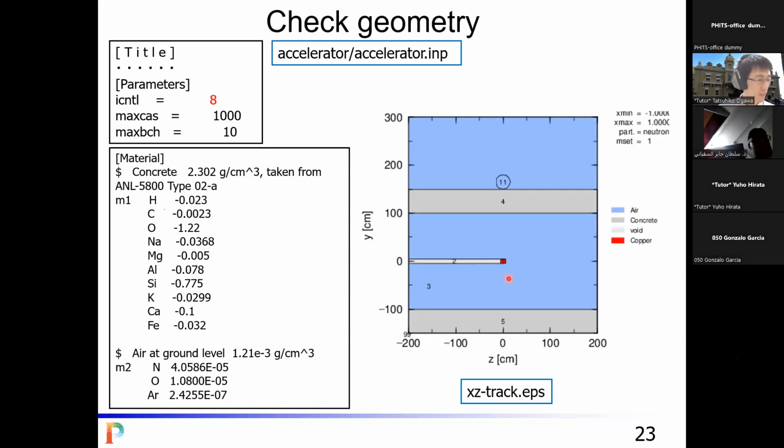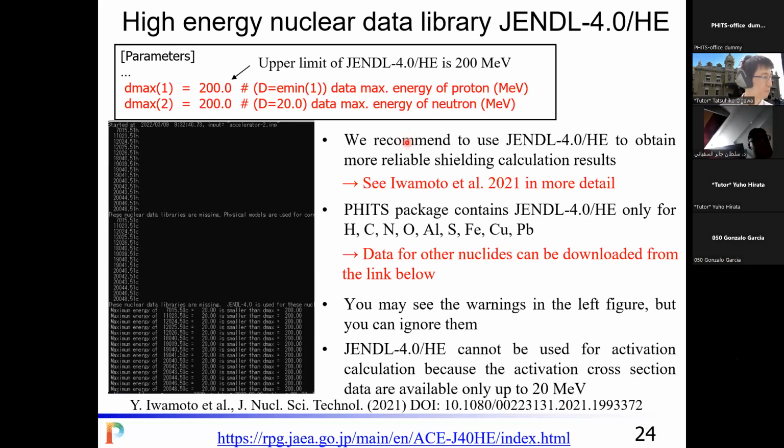We see that there is a void, probably the beam line, and the copper target is at the end of the beam line. And we see a concrete shielding and the evaluation point. Let's go on.